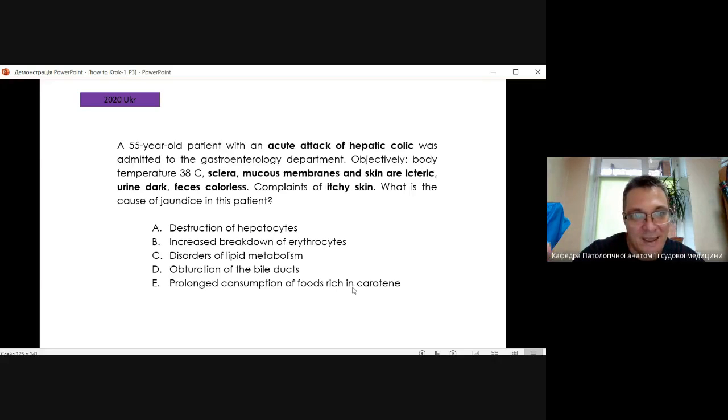A 55-year-old patient with an acute attack of hepatic colic was admitted to the gastroenterology department. Objectively, body temperature 38, sclera, mucous membranes, and skin are icteric. Urine is dark, feces colorless. We have to deal with which type of jaundice? Please help me. What is the name of this jaundice? Who can write it? Any ideas? What type of jaundice, when we see the colorless feces, the dark urine, and some kind of acute attack of hepatic colic.